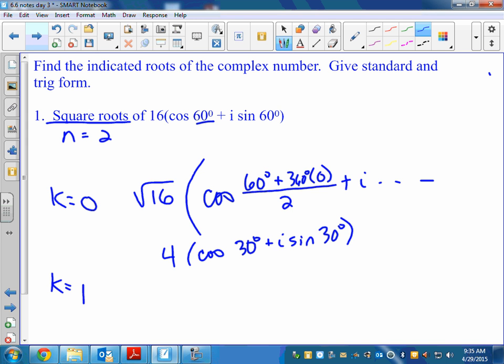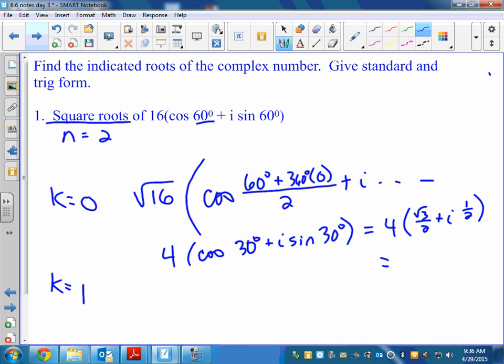If it said leave it in trig form, that's the answer. This says give standard and trig form, so next to this I'm just going to kind of work it out. And again, you can use your calculator to help you on this, but I hope 30 degrees is a pretty easy one to do, that the cosine of 30 degrees is square root of 3 over 2, and the sine of 30 degrees is 1/2.